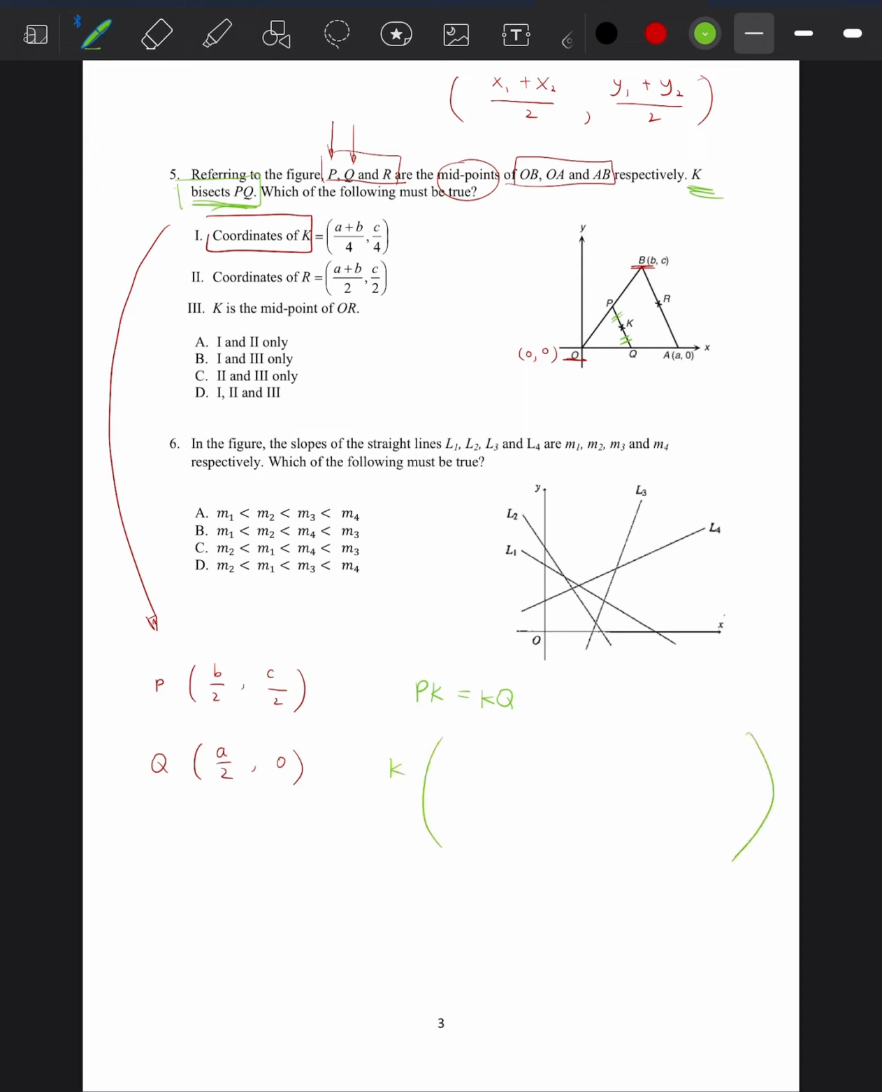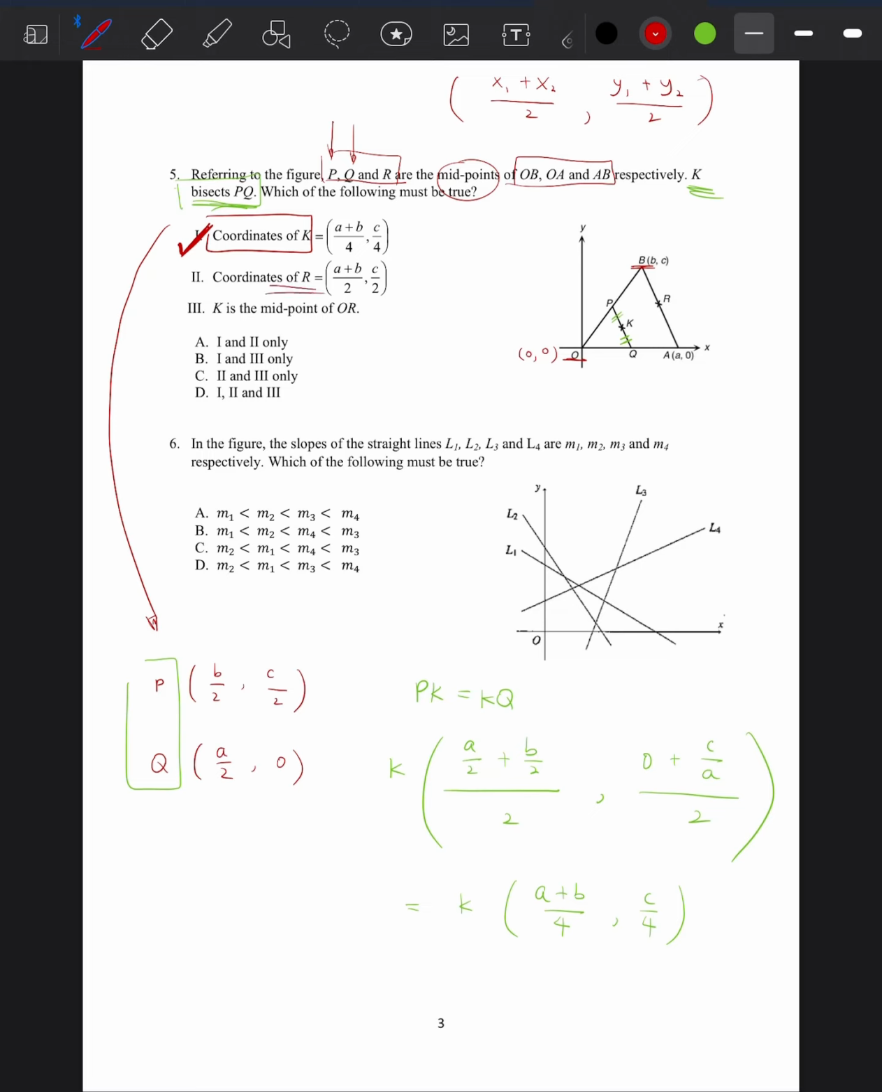Therefore, we can find the coordinate of K using the midpoint formula. By looking at the coordinates of P and Q, A over 2 plus B over 2, and the whole thing divided by 2 is the x-coordinate of K, and the y-coordinate of K is C over 2 plus 0 divided by 2, and therefore the coordinate of K is (A plus B) divided by 4 and C divided by 4. So therefore, number 1 is true.